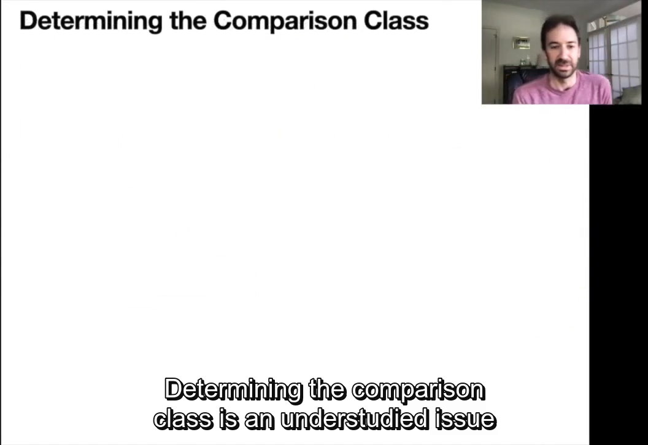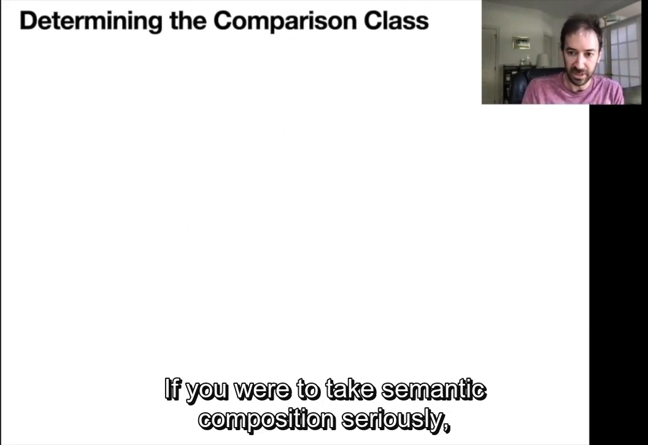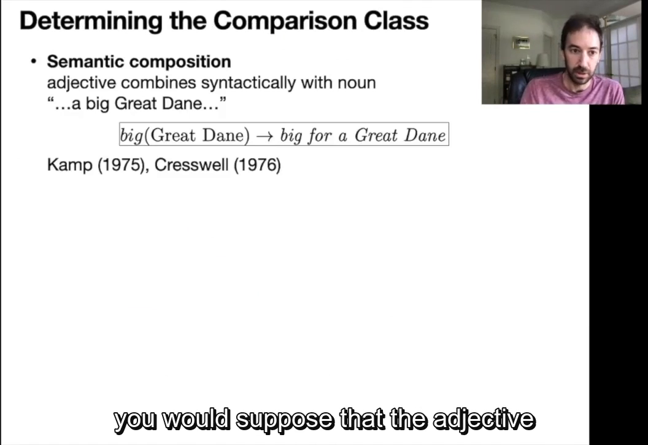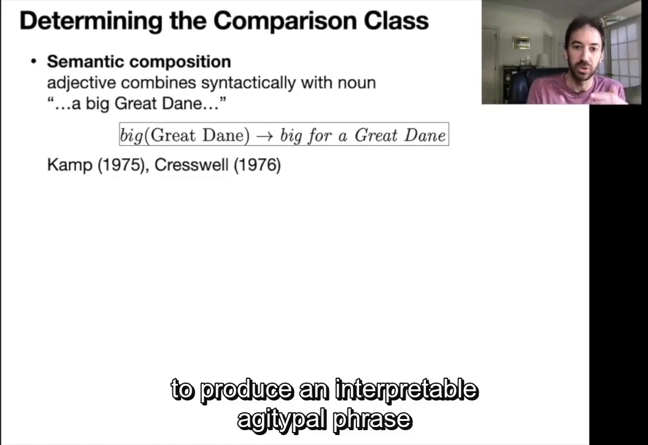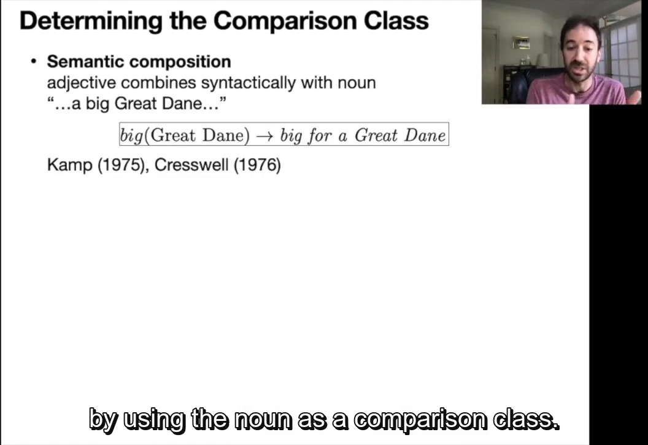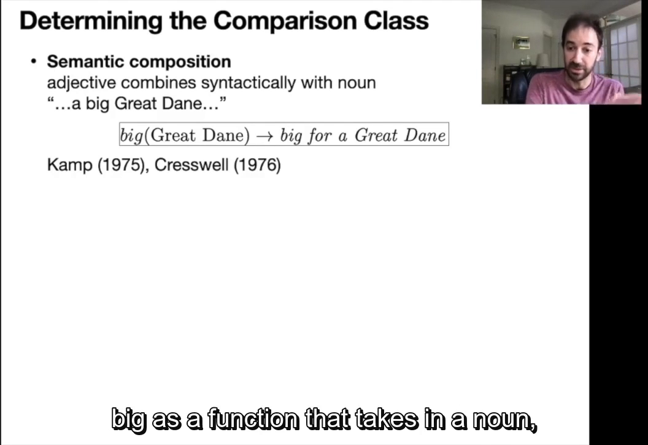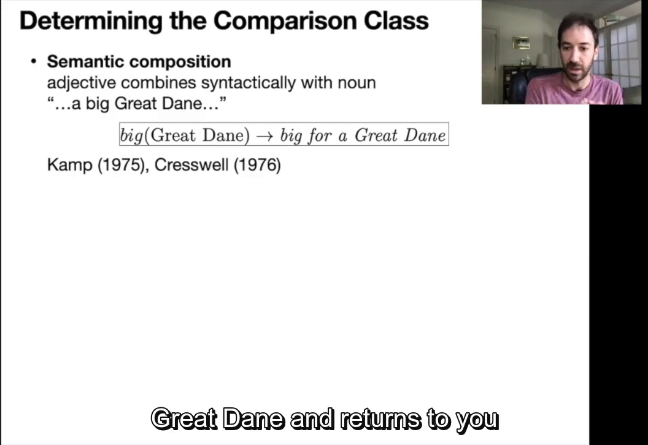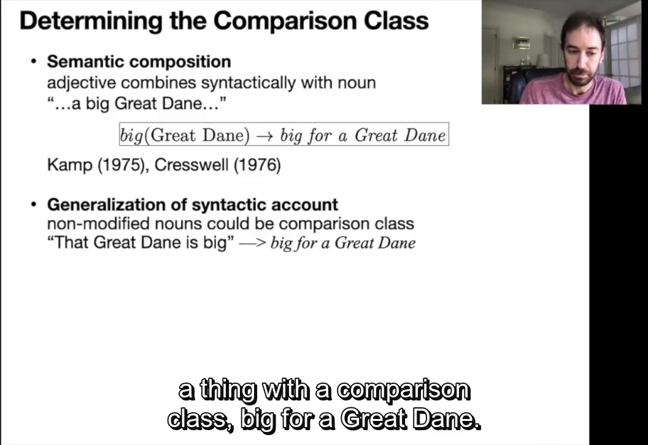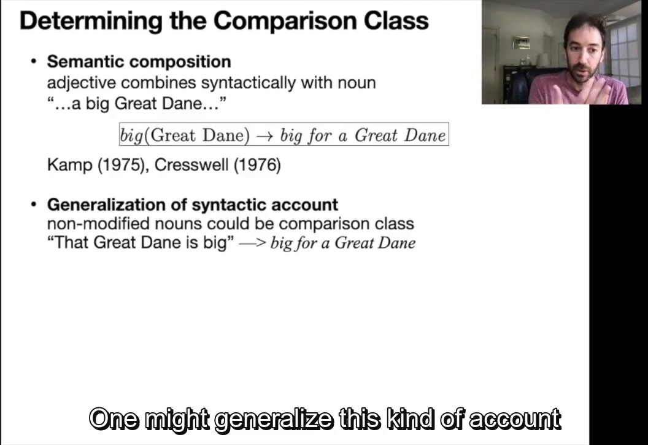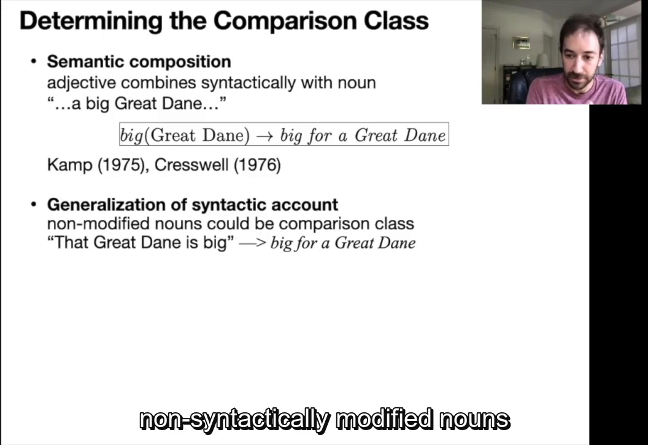Determining the comparison class is an understudied issue at the interface of semantics and pragmatics. If you were to take semantic composition seriously, you would suppose that the adjective combines syntactically with the noun to produce an interpretable adjectival phrase by using the noun as a comparison class. Like when you hear a big Great Dane, big is a function that takes in a noun, Great Dane, and returns to you a thing with a comparison class, big for a Great Dane. One might generalize this kind of account to allow for a mechanism that could grab non-syntactically modified nouns.